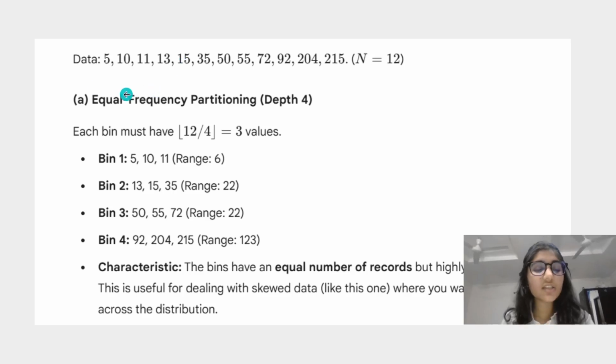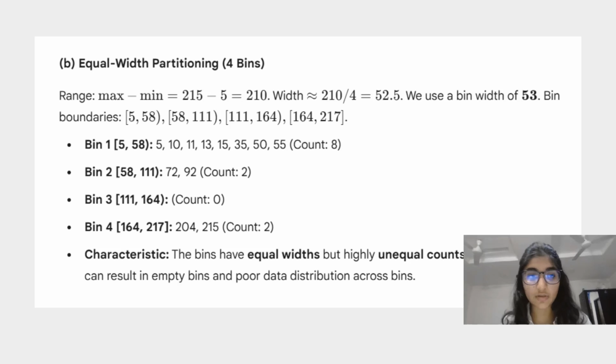So in this, the data is given. Now the A is equal frequency partitioning, and the depth is given as 4. So we will create the 4 bins and put three values in each part. Its characteristics include that the bins have an equal number of records but highly unequal widths. This is useful for dealing with skewed data where you want uniform sampling across the distribution.